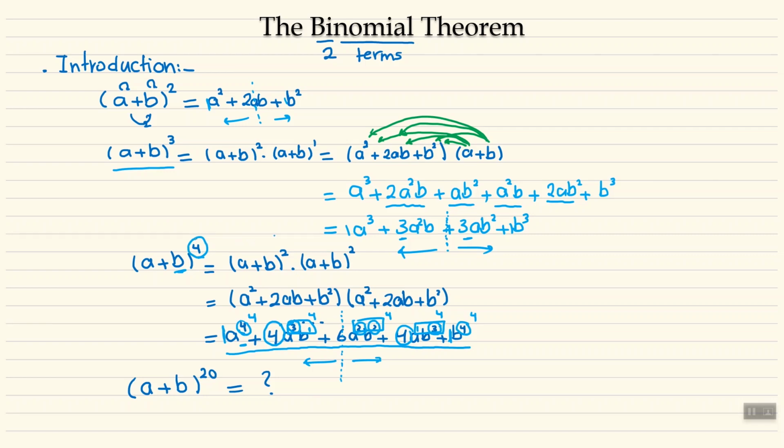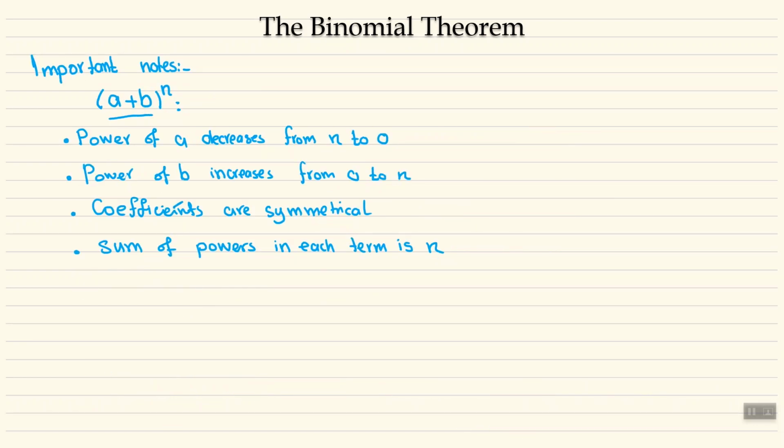Is it a coincidence? Let's check here. The power here is 3. What is the sum of the powers here? It is 2 and 1, which is 3. What is the sum of the powers here? It is 1 and 2, which is also 3. And here, the sum of the powers is 3. So 3, 3, 3, 3, which is the same as the power, which is 3. So this is a fact. It happens all the time. The sum of the powers in each term is n.